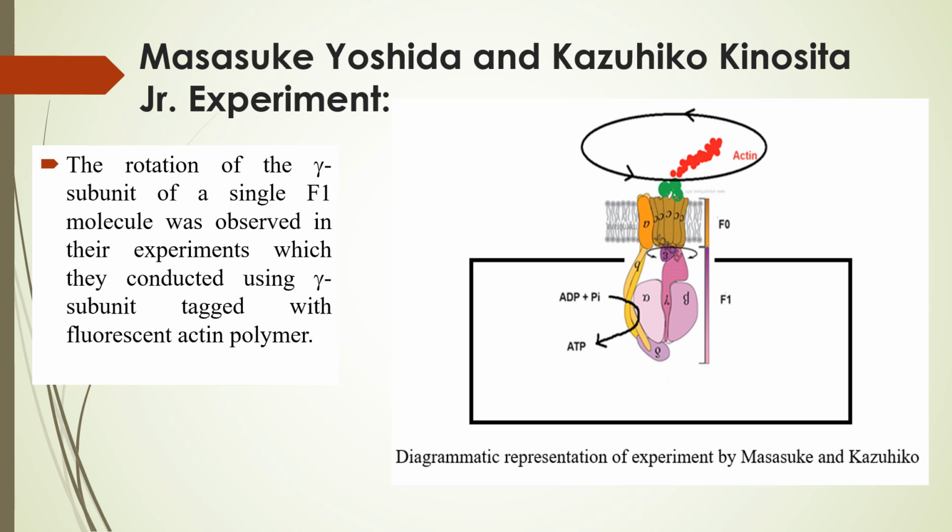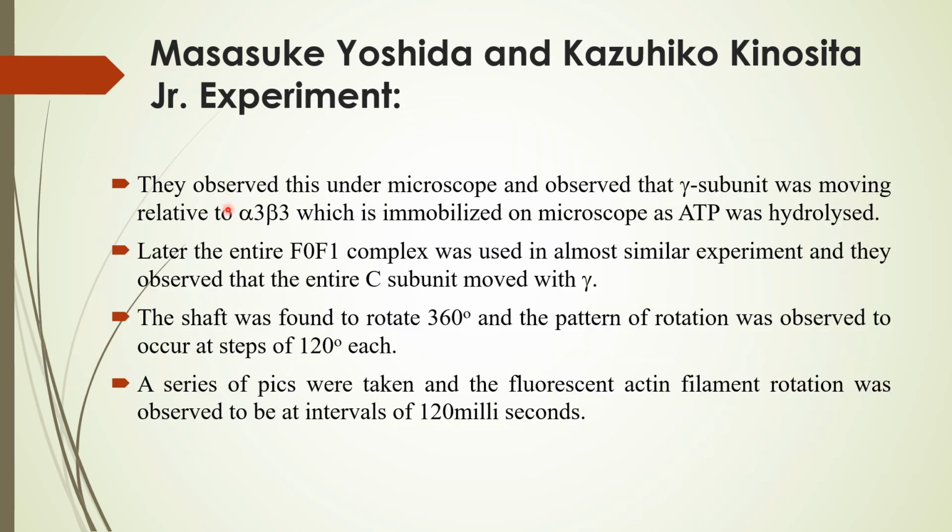And mainly it is the gamma subunit which is tagged, and they observed that it is the gamma subunit which is rotating. So their observations go like this. Under the microscope they started observing how the fluorescent tag is moving, and they observed that it is the gamma subunit which is moving with respect to alpha 3 beta 3. So when they immobilized it, it is the gamma subunit which is moving.